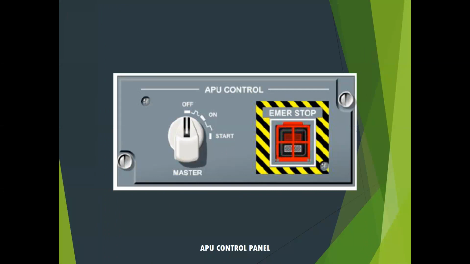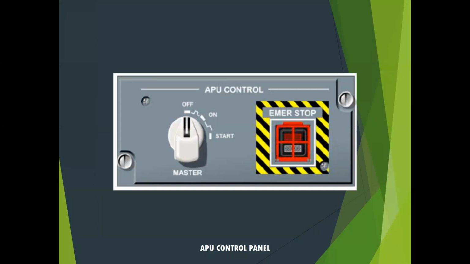It does have an emergency stop here as well that cuts off fuel and electrical going to the APU, as well as closes any fuel valves and pneumatic valves. However, it's not used during normal operation. It's used in the event of an emergency.